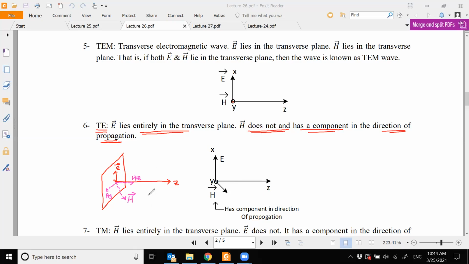And why is it possible? It cannot be possible in free space, where you have an unbounded medium. It cannot be possible, but it can be possible in a bounded medium. This is an unbounded medium. And this is a bounded medium. Can anybody give me an example of a bounded medium?